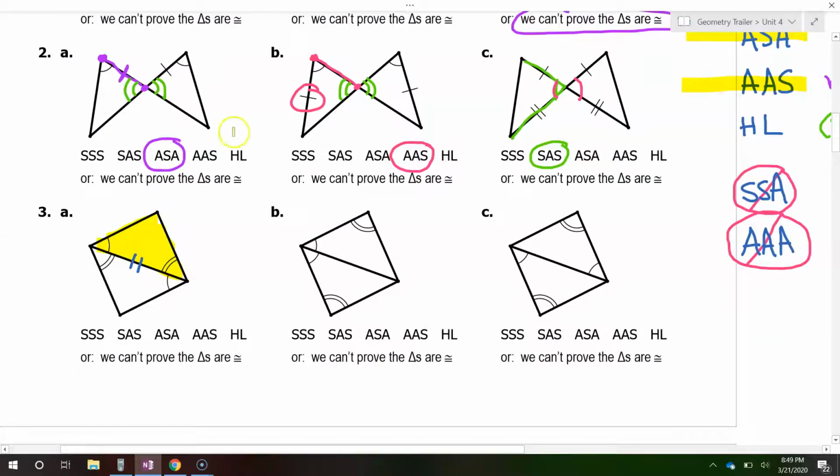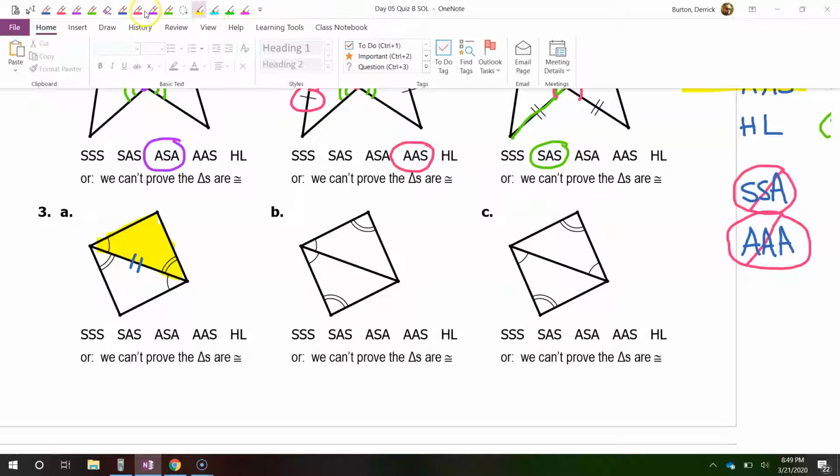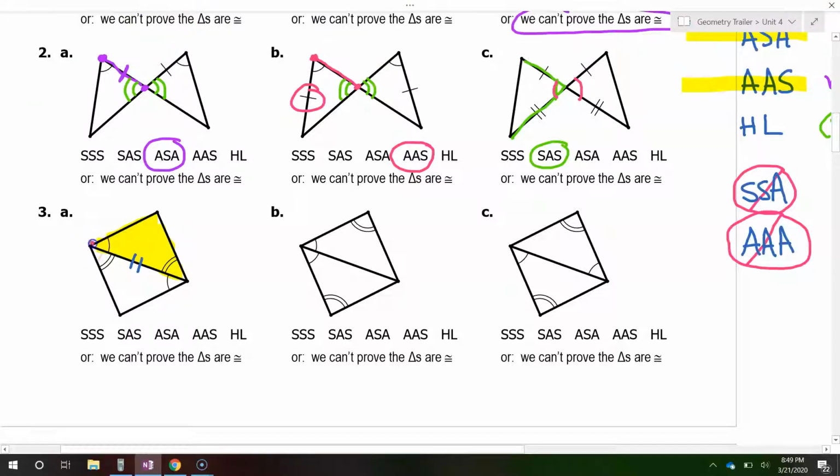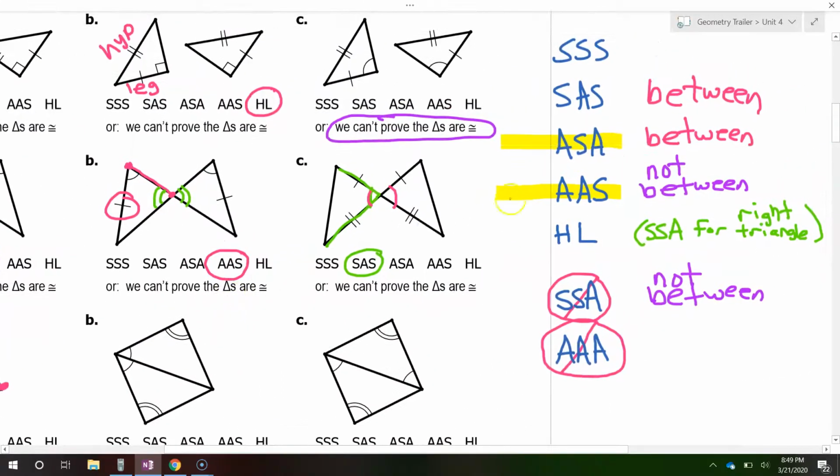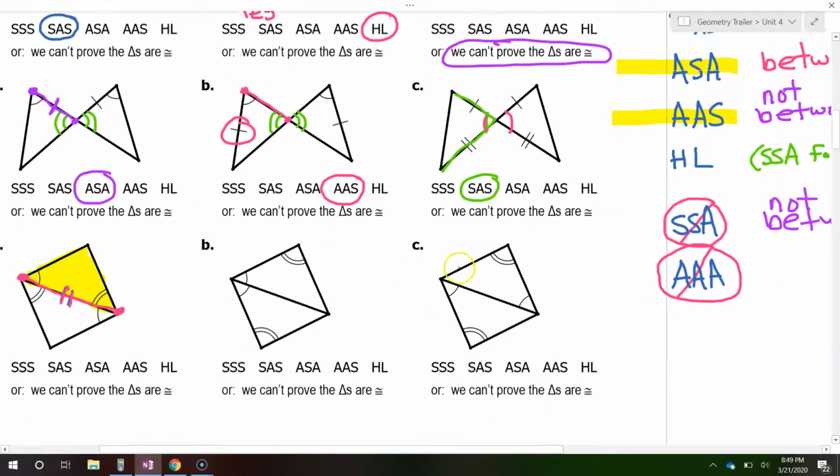Okay. Well, when I ask myself the question, is the side between the angles? Here's one angle, here's the other angle. This is the side that's between the two angles. And yes, that is the side that is marked. So the side is between the two angles. So that's why we're going to choose angle, side, angle.